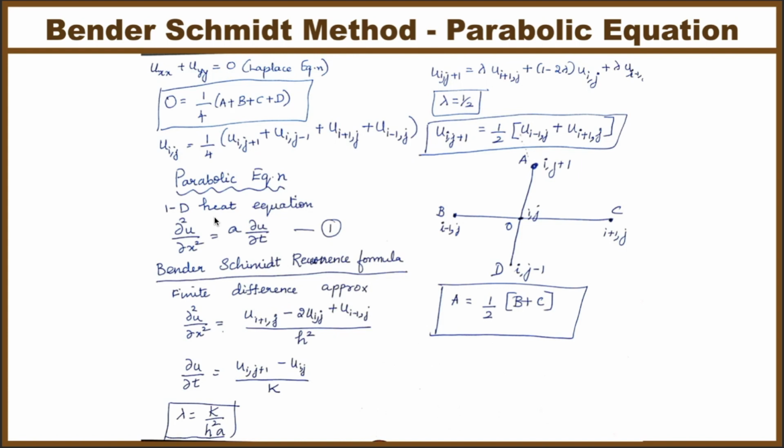So we go for the one-dimensional heat equation, that is dou square u by dou x square is equal to a into dou u by dou t, and that is the form. And now we go for the Bender-Schmidt recurrence formula. For the Bender-Schmidt recurrence formula, we use the finite difference approximation. What is the finite difference approximation?